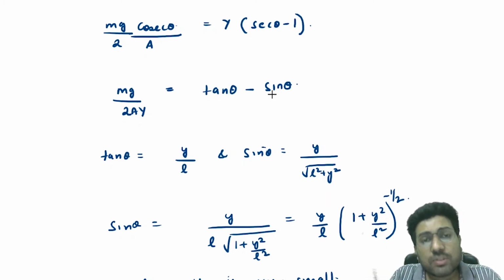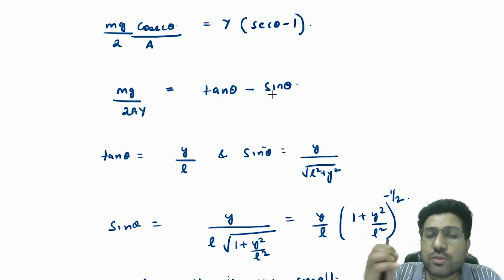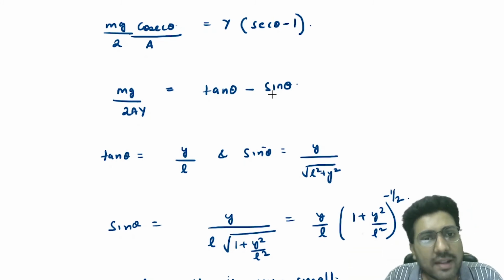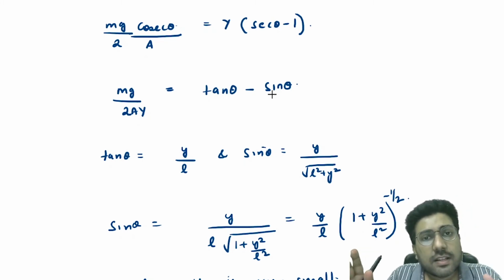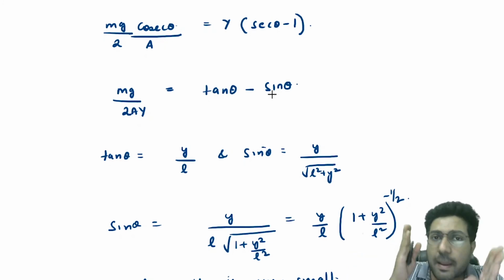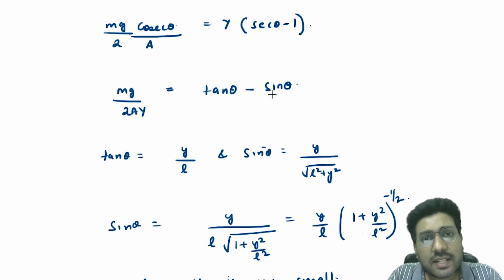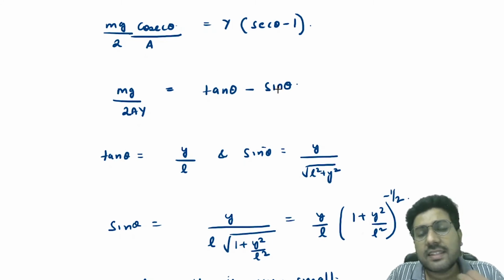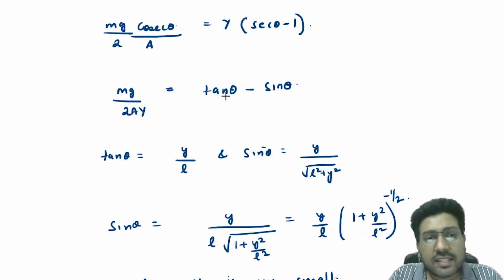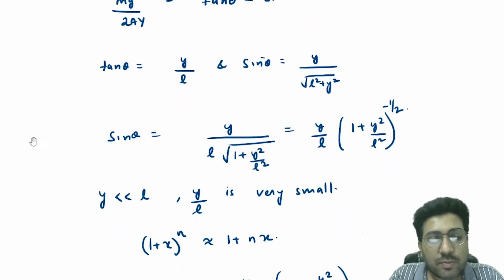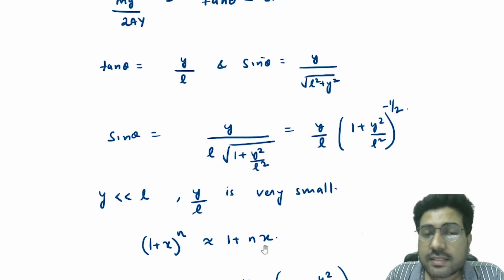See, there is a huge difference between 0 and 0.000000001. There is a huge difference. So you cannot take approximation up to an extent that you get 0 value. So that is why here I have not written sine theta as theta or tan theta as theta. I have written tan theta as y by L and sine theta as y by under root L square plus y square. Then I have used this approximation: 1 plus x whole power n is 1 plus nx.